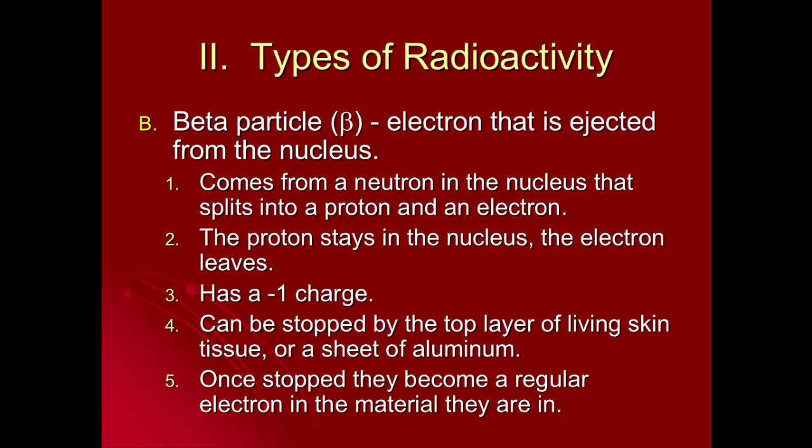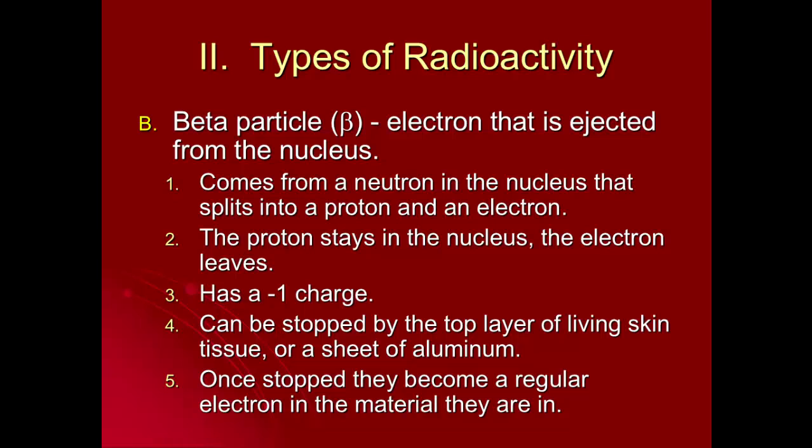Well, as it turns out, neutrons are made out of protons and electrons combined together. So a neutron can split in half and eject the negative charge and leave the positive charge in the nucleus, and you've basically turned a neutron into a proton, but the side product that shoots out is an electron, which is your beta particle. So the proton stays in the nucleus, the electron leaves, and it has a -1 charge as it's leaving because it's an electron.